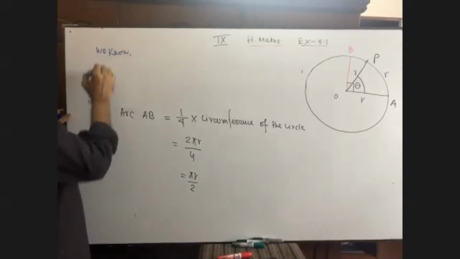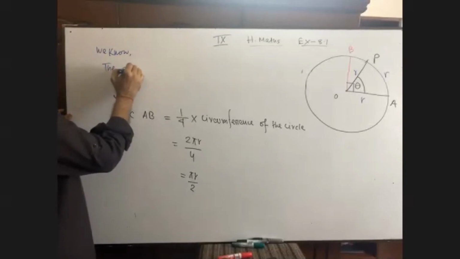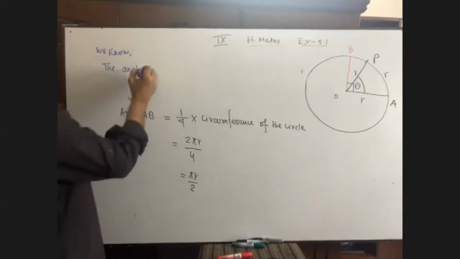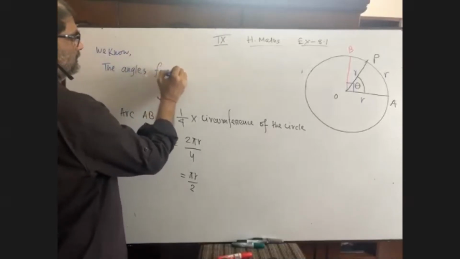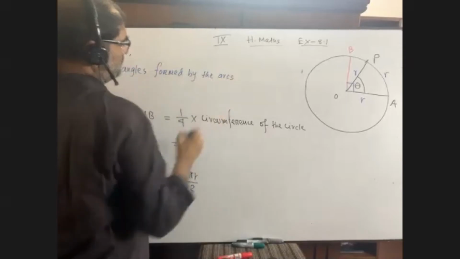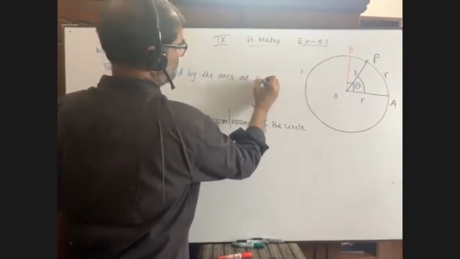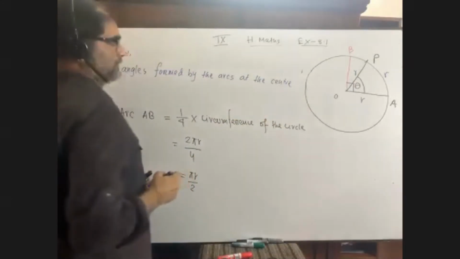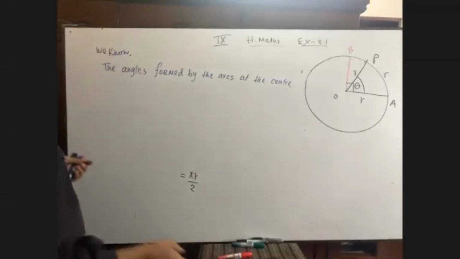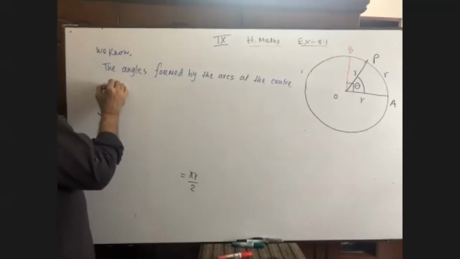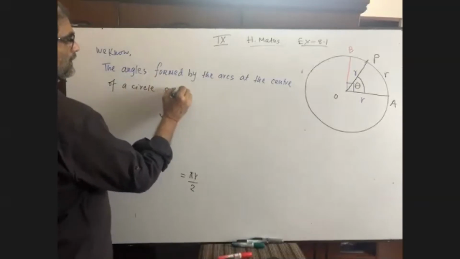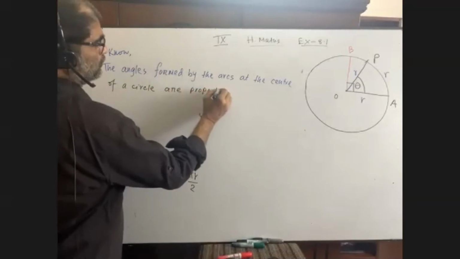We know the angle at the center. The angles formed by the arcs at the center of a circle are proportional. Proportional.